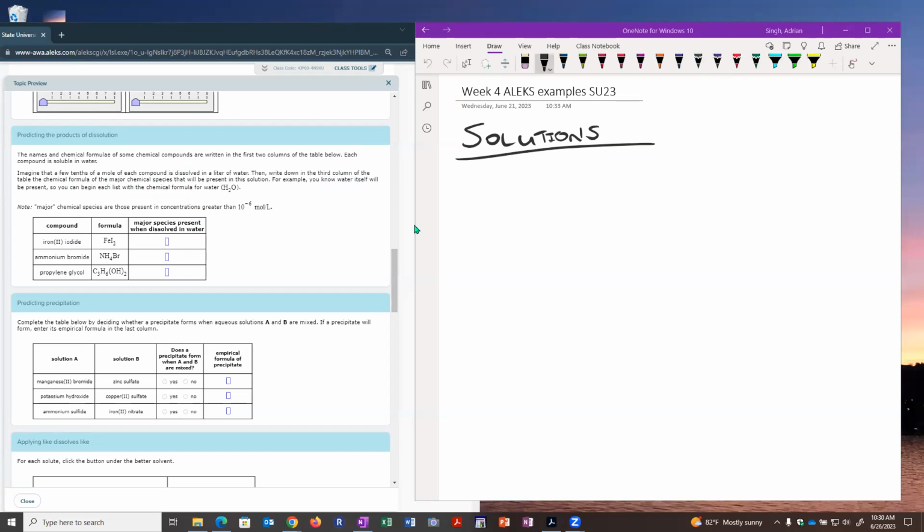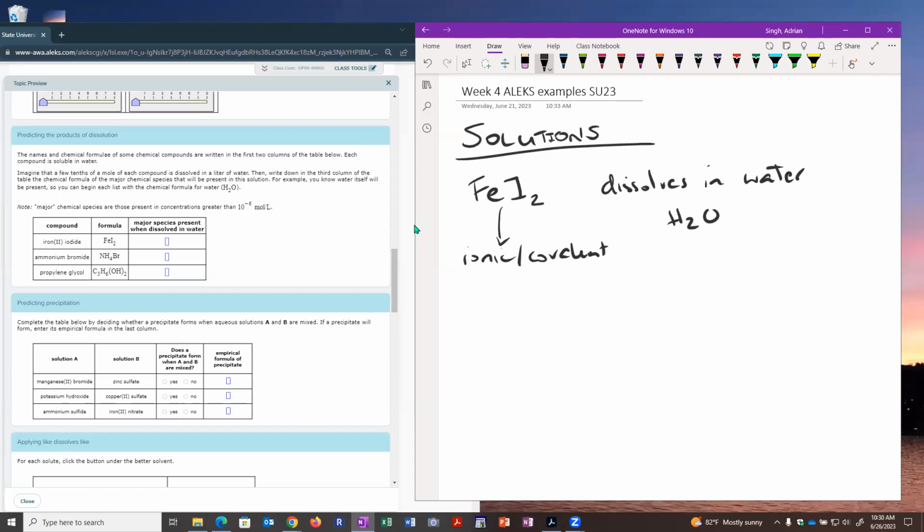So for example, if we look at the iron 2 iodide, which has this chemical formula, and this is dissolving in water. All right, so we know that H2O is going to be one of the species present. And then we need to decide, is this going to be ionic or covalent? Because that will determine how this is going to dissolve. So what tells us whether it's ionic or covalent? We look at the types of atoms involved. There's a metal in here, iron. So then this is going to be ionic, which means it's going to break apart into ions.